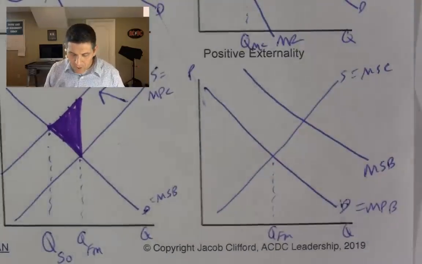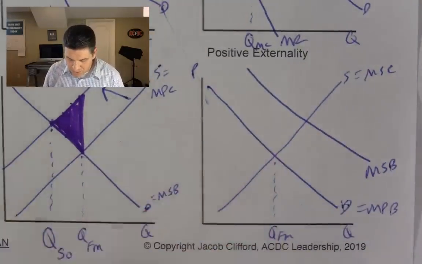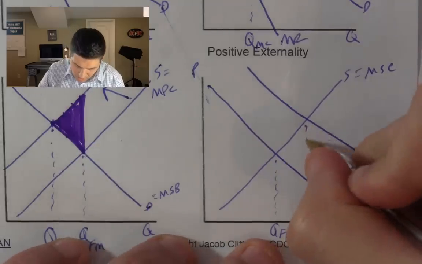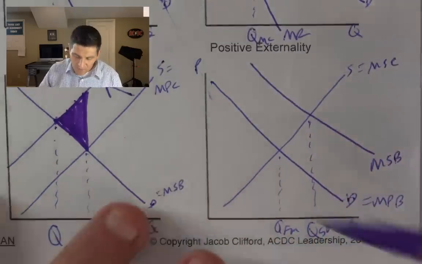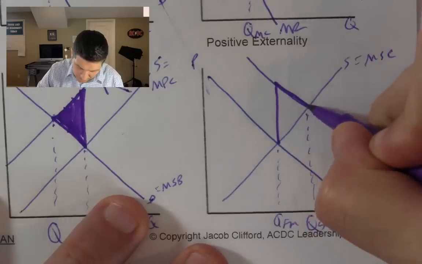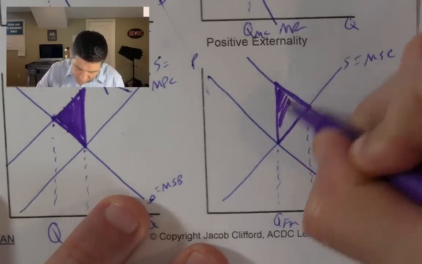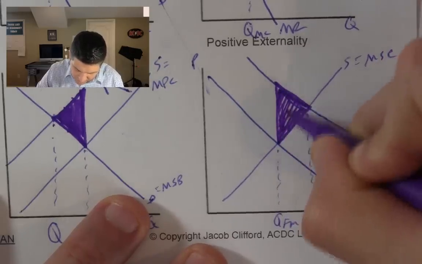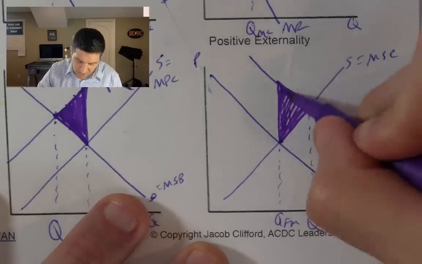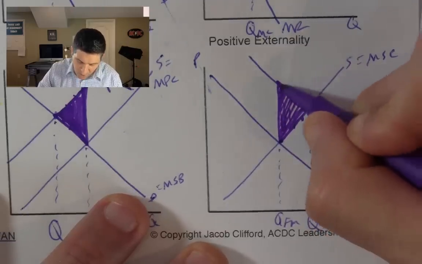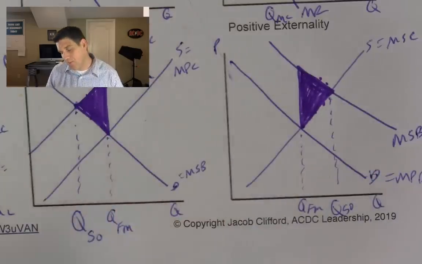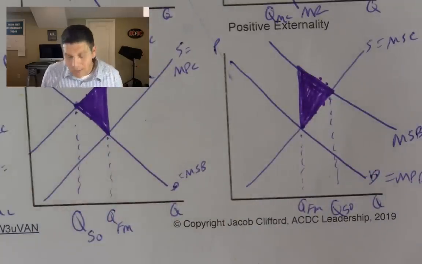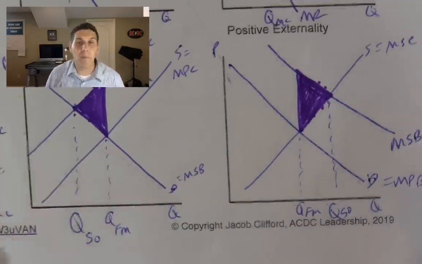Over here, society is producing the quantity free market, but society wants the quantity socially optimal. That means the deadweight loss must be right here. These are all units where the benefit was greater than the cost. Benefit greater than the cost. Please make more, please make more. But they're not making more. They're holding back production, or people are holding back what they're buying because they're not factoring in these external benefits to other people.